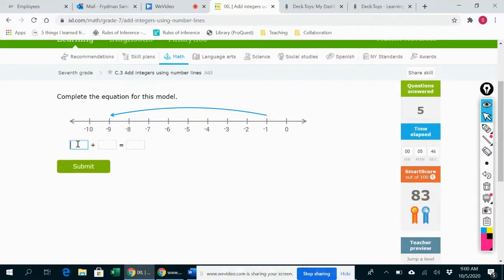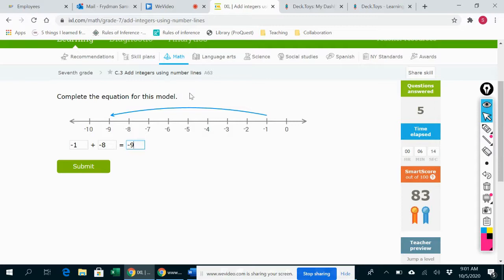Okay, so this one could be, I started at -1, and then I went to the left 8 spaces, right? To get from -1 to -9, I must have gone 8 spaces down. 1, 2, 3, 4, 5, 6, 7, 8, and we were counting by ones here. So that would be -1 plus -8.